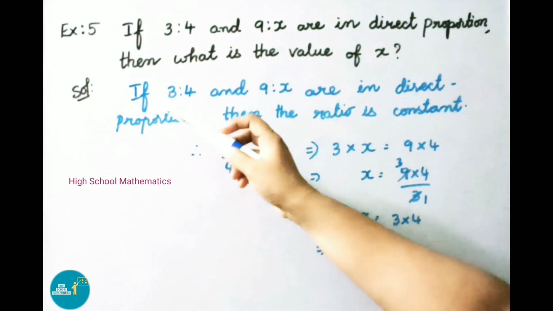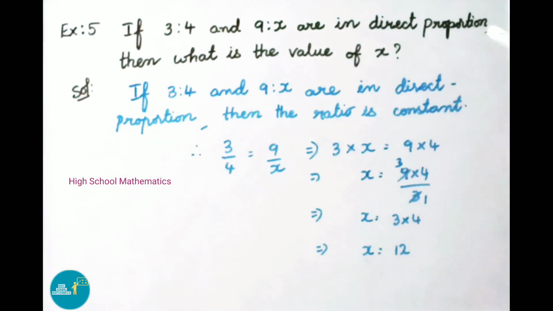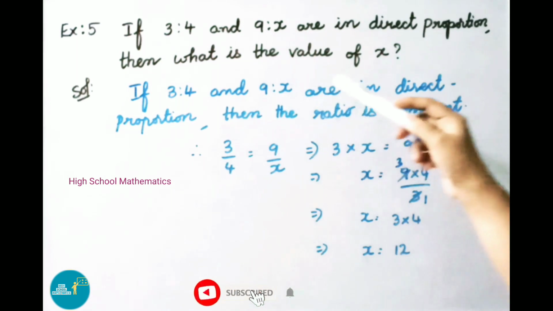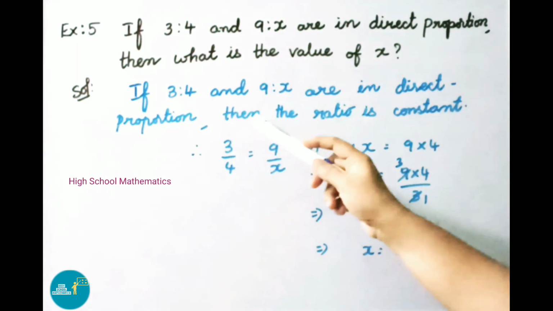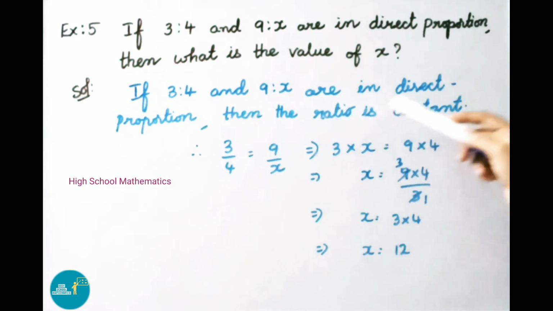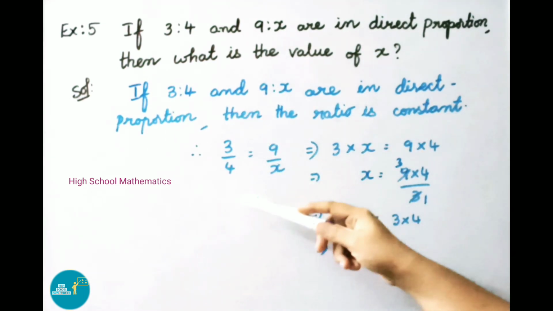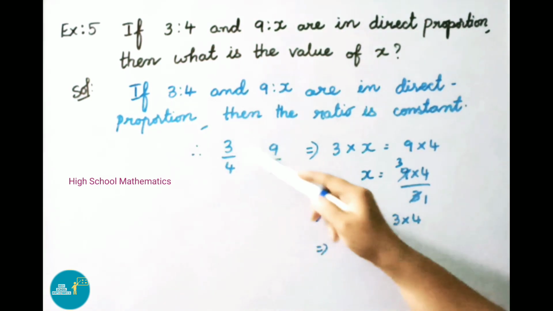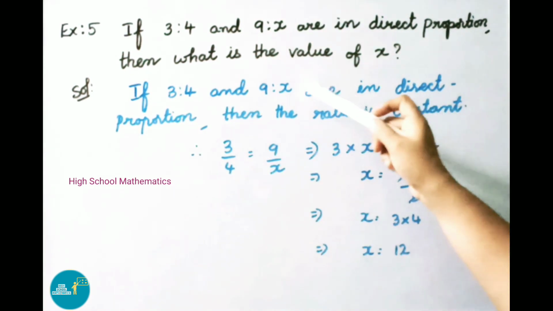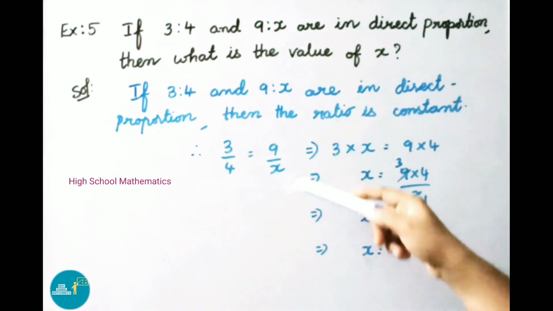See now example 5. If 3:4 and 9:x are in direct proportion, then what is the value of x? Let us see the solution. If 3:4 and 9:x are in direct proportion, then the ratio is constant. Therefore, 3 by 4 is equal to 9 by x. 3:4 can be written as 3 by 4 and 9:x can be written as 9 by x. Therefore, 3 by 4 equals 9 by x.